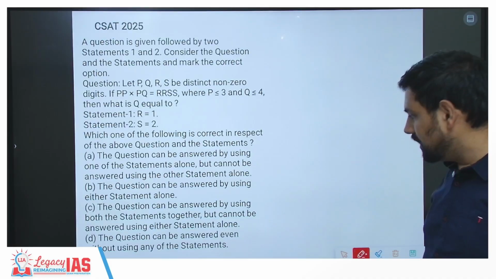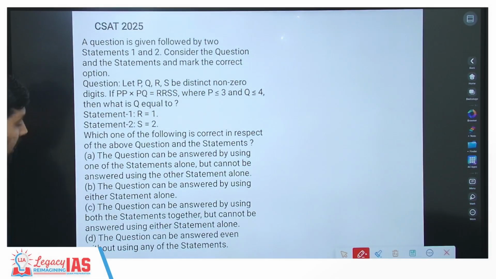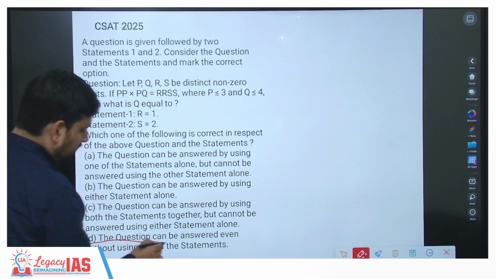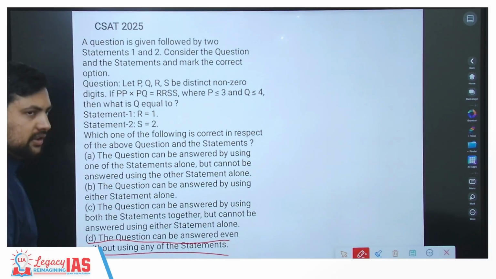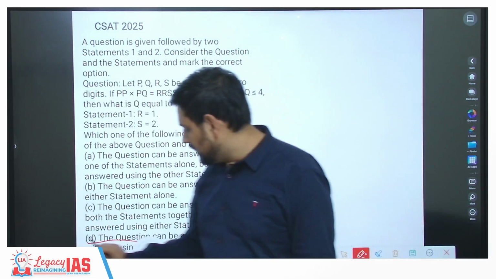Now let's see this one. Now it says what? Again, see, option D... option C: the question can be answered even without using any of the statements. Again, the fourth option they have kept the same. Now let's see the question.